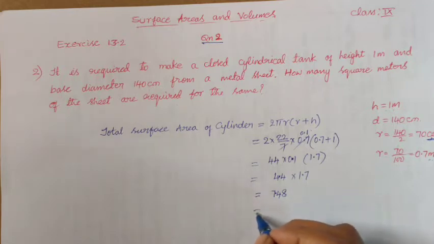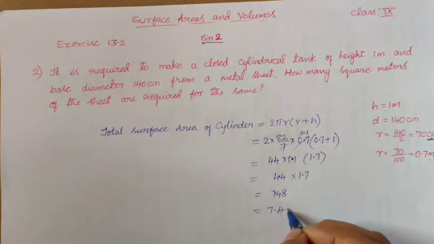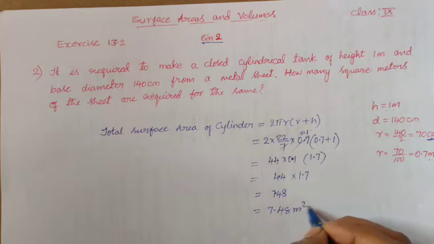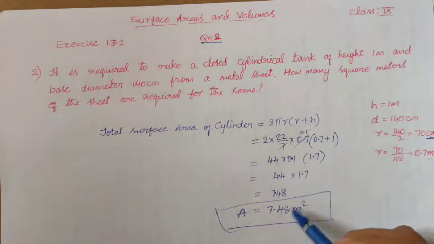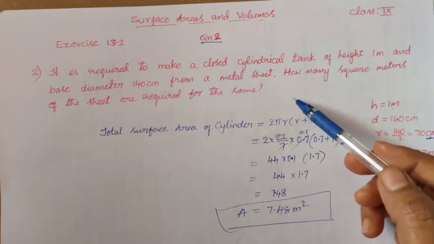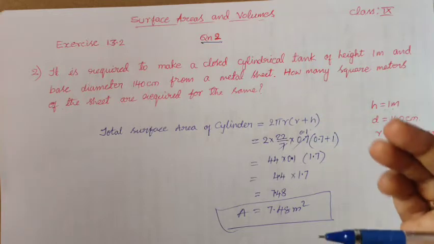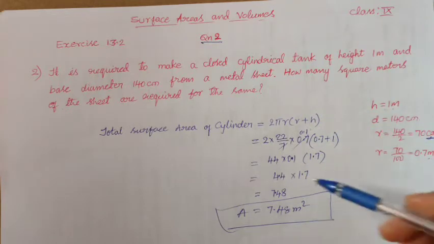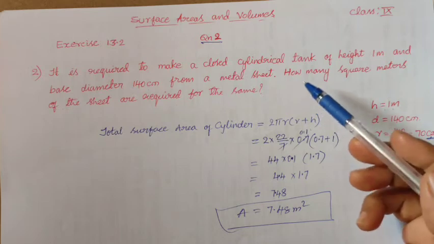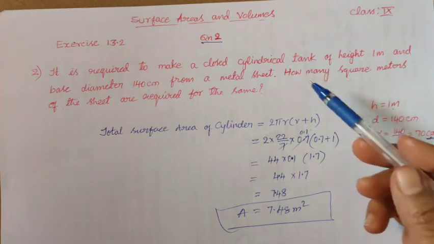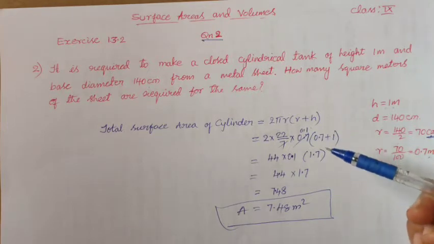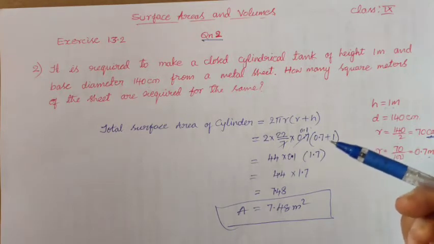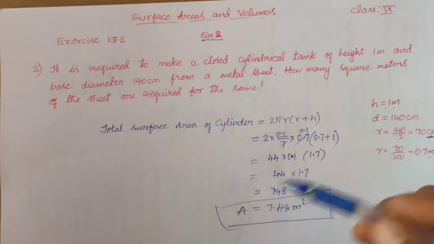So that is what? 7.48 meter square. This is the area of that metal sheet, the area that can be required for making that closed cylindrical tank. Okay, so in this way you can find out the area, surface area, or curved surface area, or total surface area.